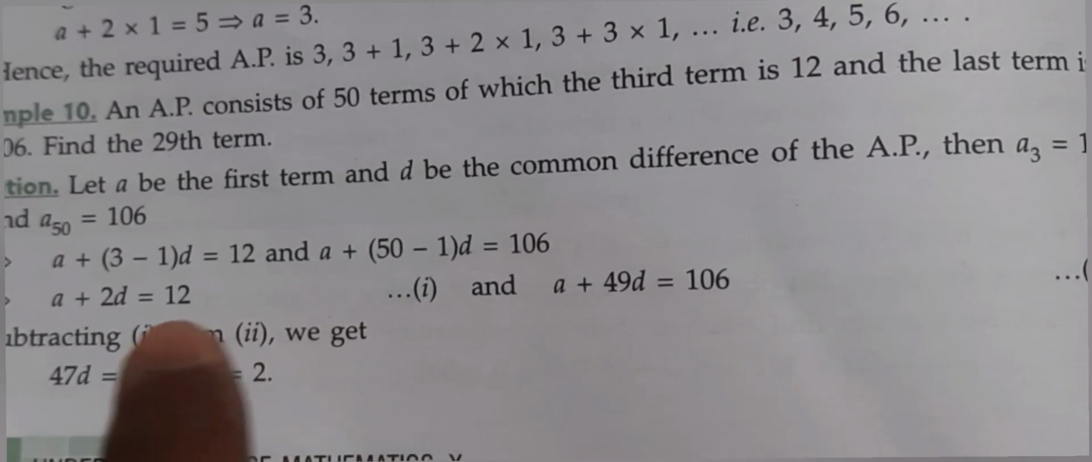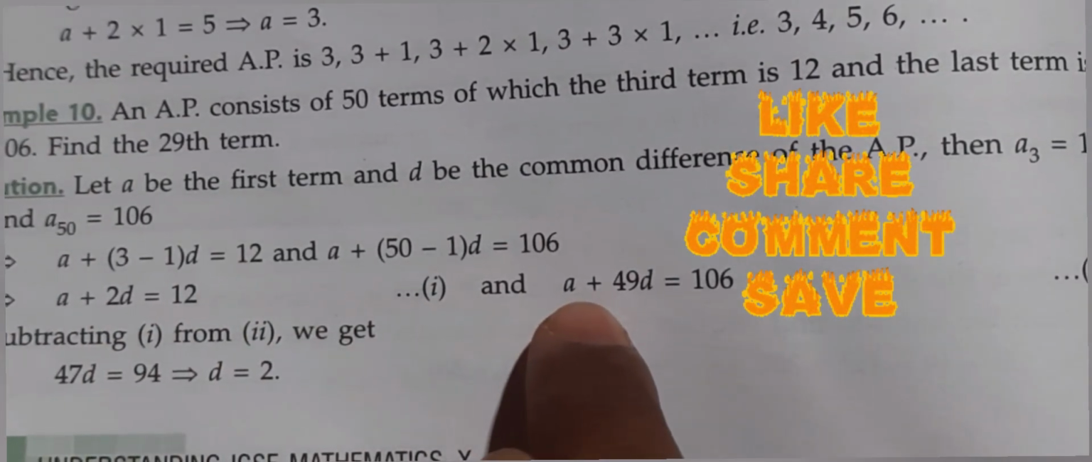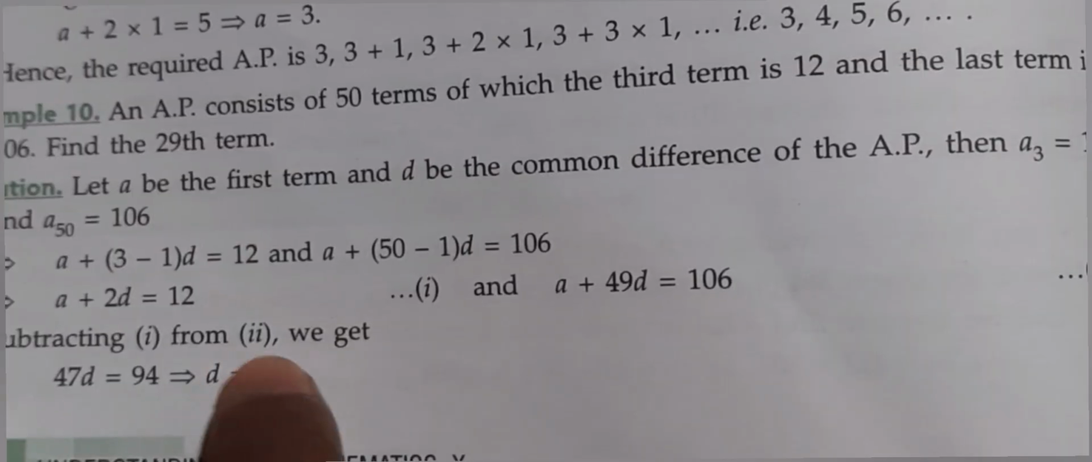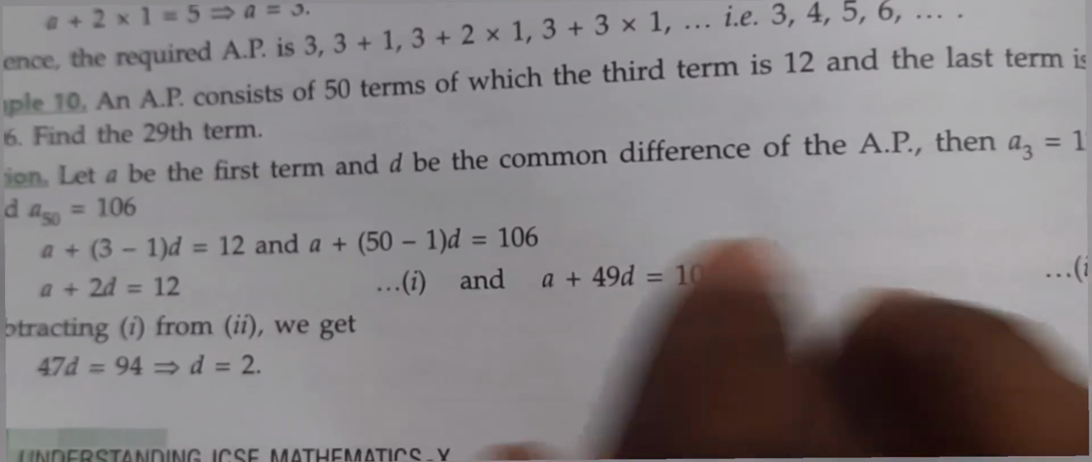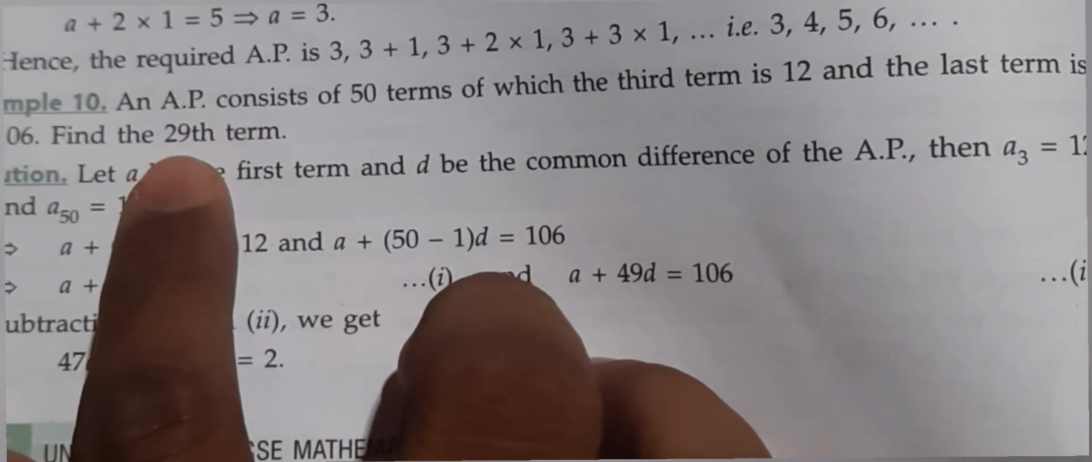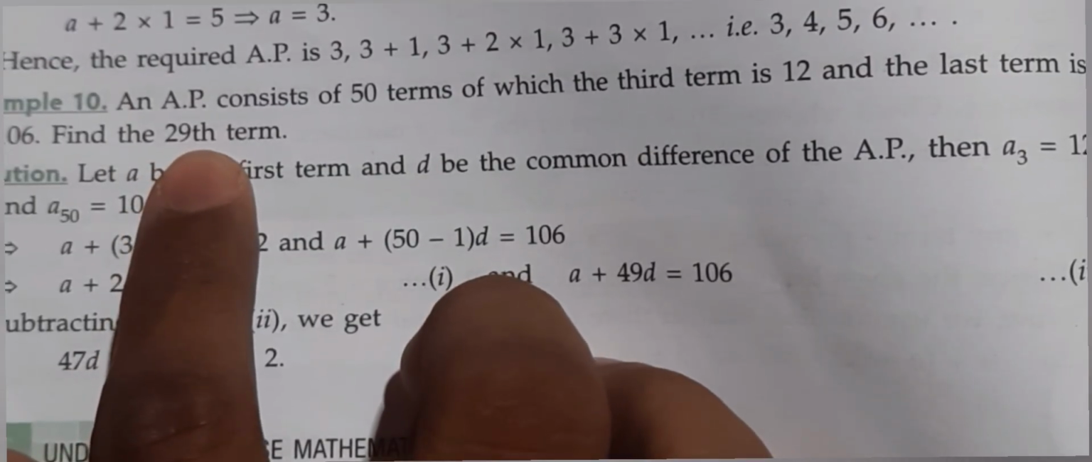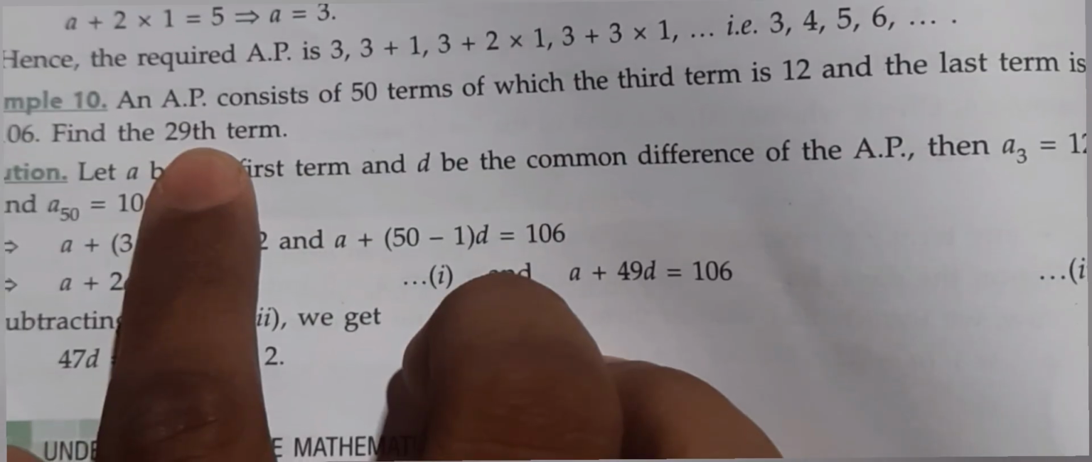We know how to solve these two equations. Many methods are there which we know. So we'll solve and we'll get the values of a and d. After getting a and d, what we have to find out? Sir, we have to find out the 29th term, means n is 29. So we need a plus (n minus 1)d, where a is the first term, n is 29, because we have to find out the 29th term.